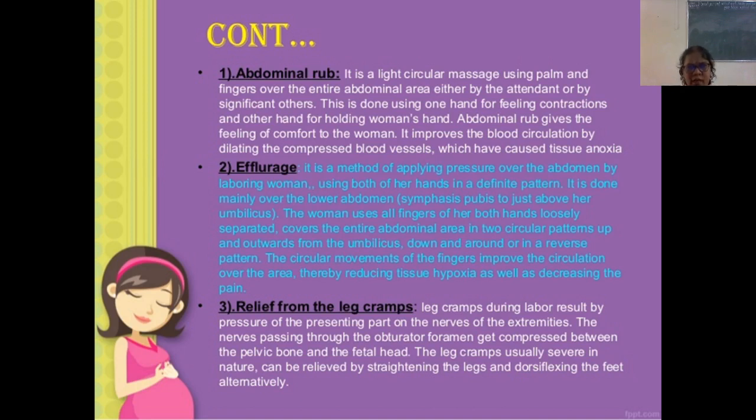Next, relief from the cramps. Leg cramps during labor result from pressure of the presenting part on the nerves of the extremities. The nerves passing through the obturator foramen get compressed between the pelvic bone and the fetal head. The leg cramps, usually severe in nature, can be relieved by straightening the legs and dorsiflexing the feet alternatively.